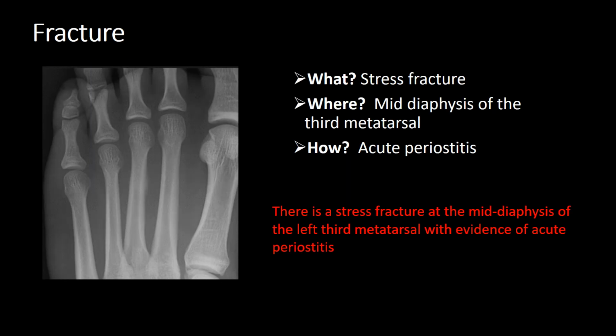So what is it? It's a stress fracture of the mid-diaphysis of the third metatarsal. How? You've got this acute periostitis. Remember, the outer layer of bone is called the periosteum, and itis means inflammation. So essentially, acute periostitis is inflammation of the periosteum.